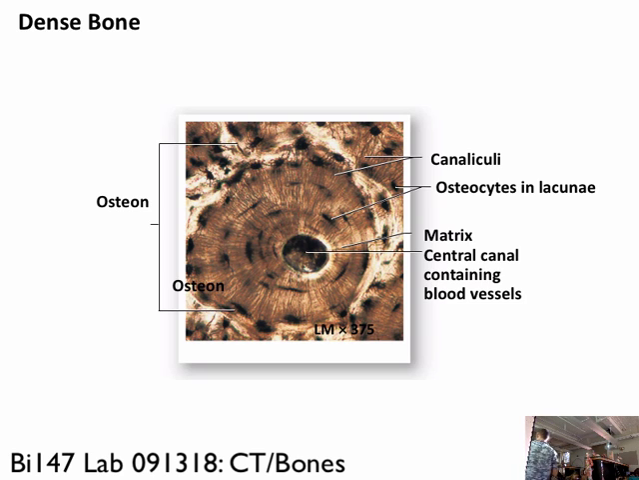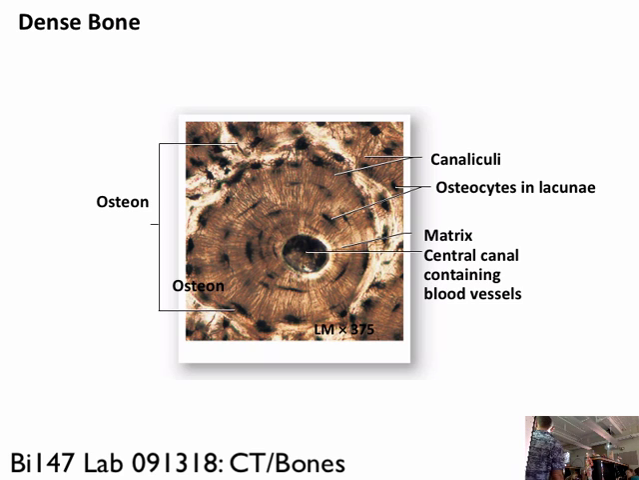Its structure is made up of these things called osteons. I'll go through these models in a little bit. Here is a cross-section of dense bone zoomed in. You can see a couple of these little cross-sections, they look like the cross-section of a tree. That's called an osteon. I zoomed in on one of them.